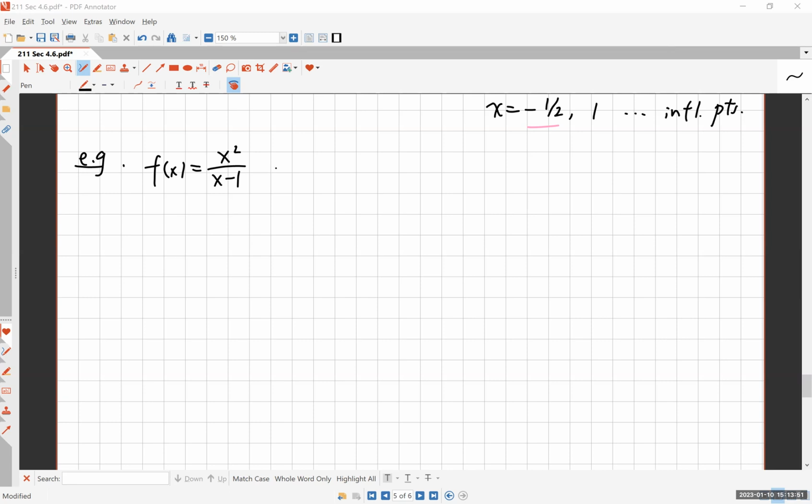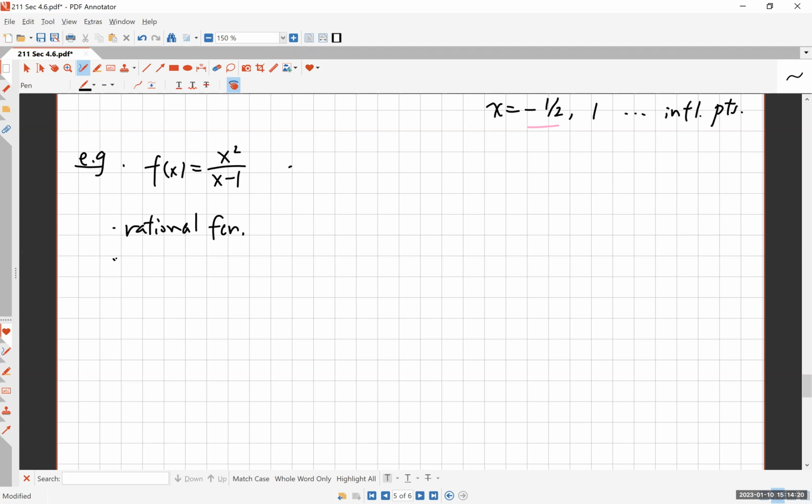All right, let's sit back and look at this and carry on a little conversation with your friends. First, what kind of a function is this? Well, it's a polynomial over a polynomial. Hopefully you agree that this is a rational function. The degree of the top is 2, the degree of the bottom is 1. So the degree of the top is exactly 1 more than the degree of the bottom.